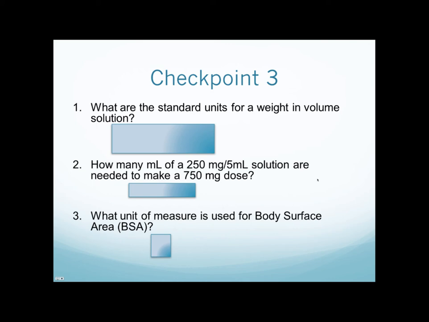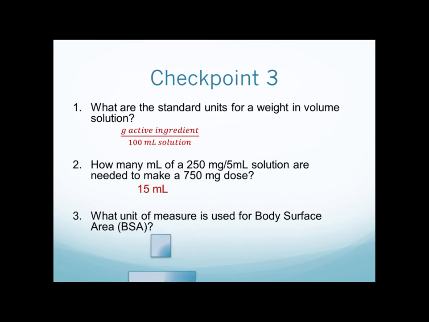So just to make sure you're still with me, I have a couple of questions. What's the standard unit for weight and volume solution? That's going to be grams of active ingredient over 100 mLs of solution. How many milliliters of a 250 milligram per 5 mL solution are needed to make a 750 milligram dose? That would be 15. And then what's the unit of measure used in body surface area questions? That would be meters squared.